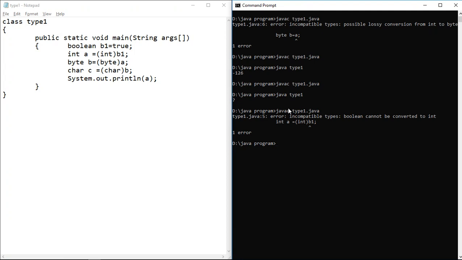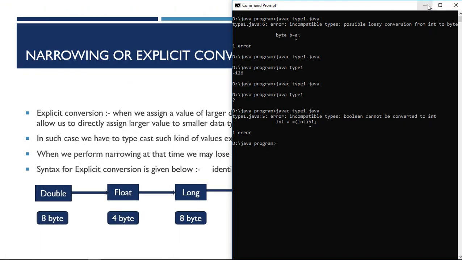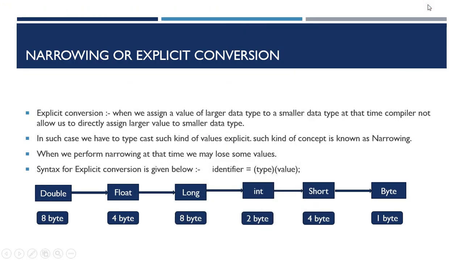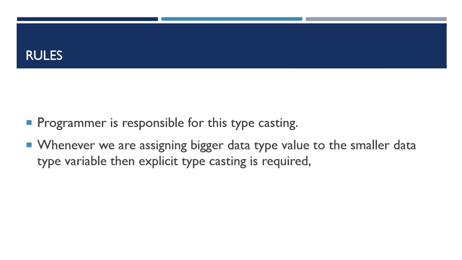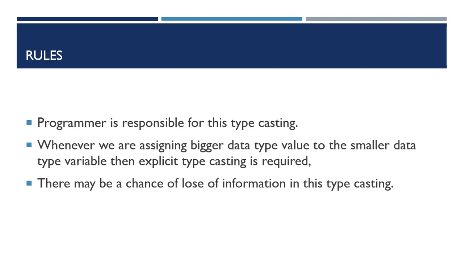But we can convert explicitly our numeric values to char values, though there is some loss of information. Keep in mind always. So these are some rules of typecasting. Who is responsible for this typecasting? The programmer. Whenever we assign a bigger data type value to a smaller data type, such casting is known as explicit typecasting. There may be a chance of loss of information in this.